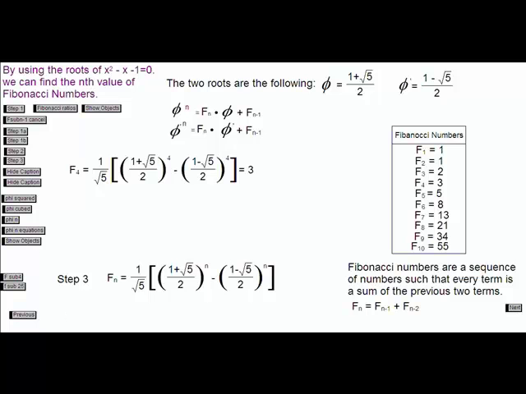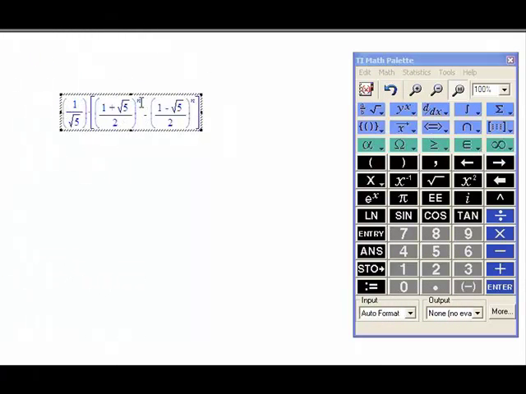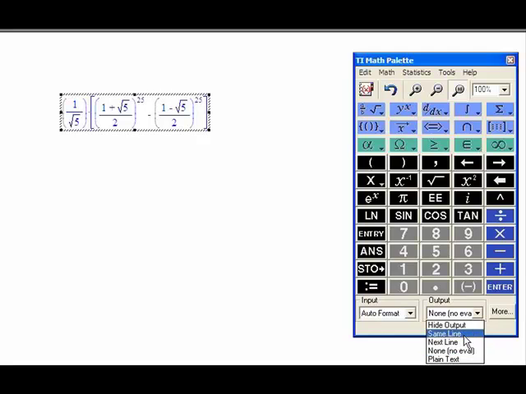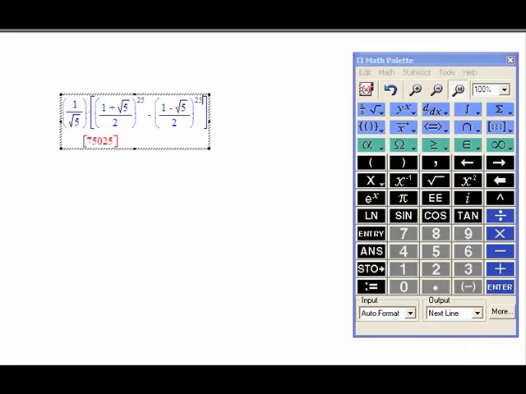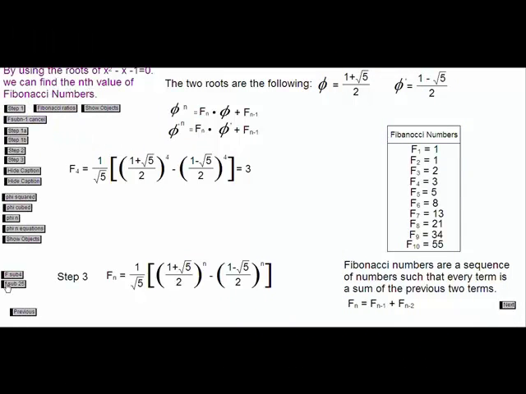Now let's go back to our original problem, the 25th Fibonacci number. Let's see what we get. As you can see, the 25th Fibonacci number is equal to 75,025. Now wasn't that fun?